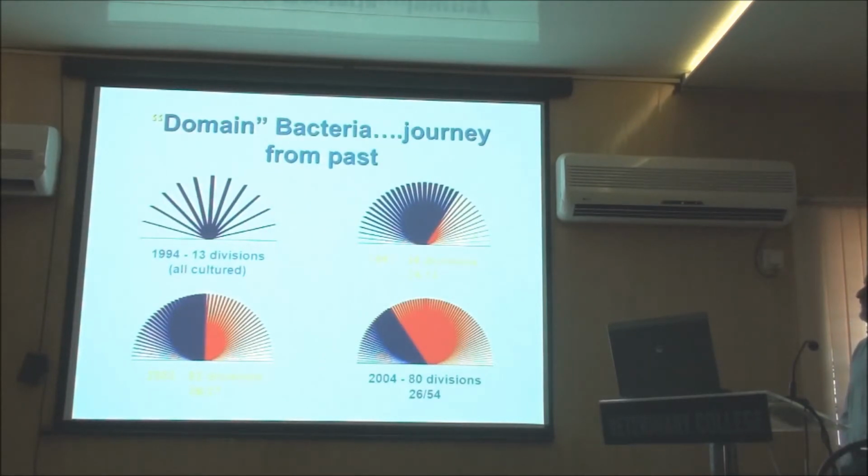In 1994, when the clone library technique was just introduced, there were 13 divisions, all represented by cultured organisms, as seen in blue color. Just a decade later, when the technique was a decade old, there were 80 divisions, out of which 26 had cultured organisms, and the majority, 54 divisions, had organisms which were not cultivable, or uncultured.